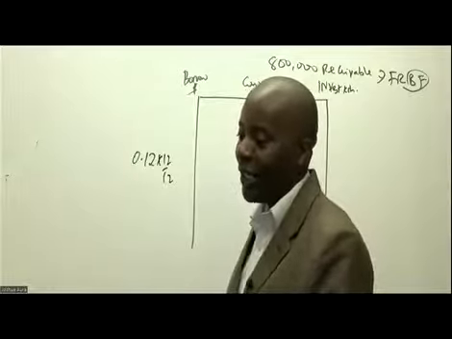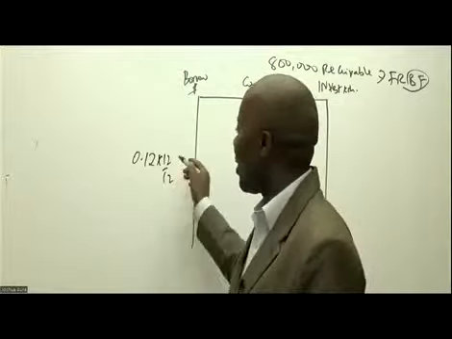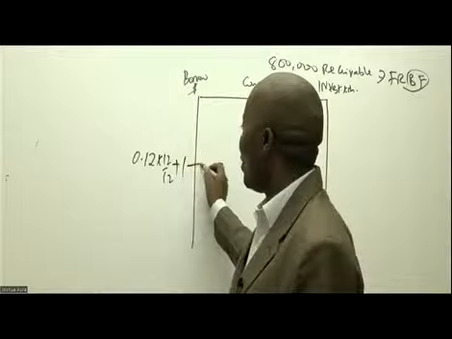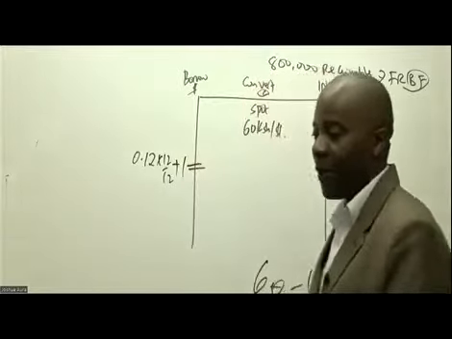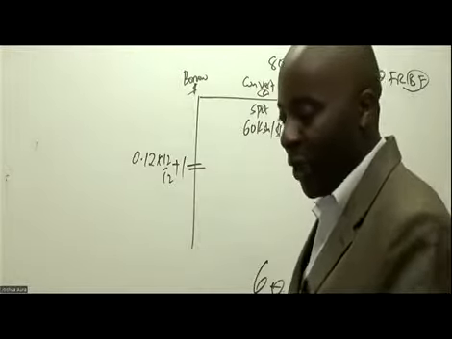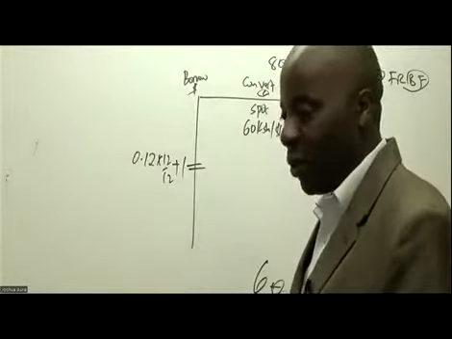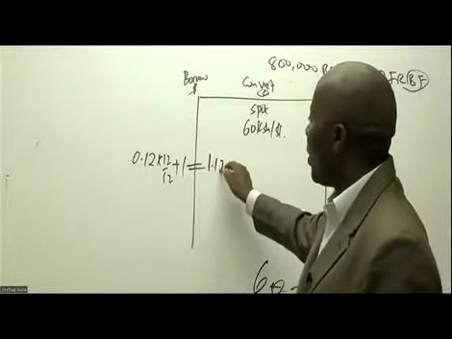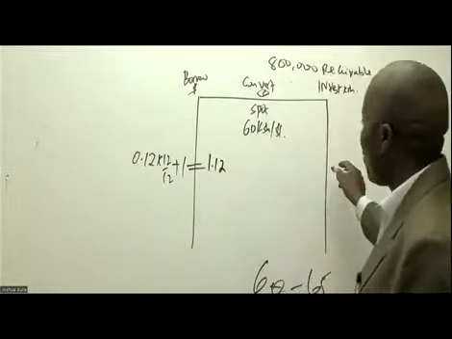In short, as Dex says, forget even multiplying, you just say plus what? Plus 1. Which will end up giving me what figure? 1, because they have told us the amount is receivable in 1 year's time. So this one here gives us 1.12. Thank you very much.